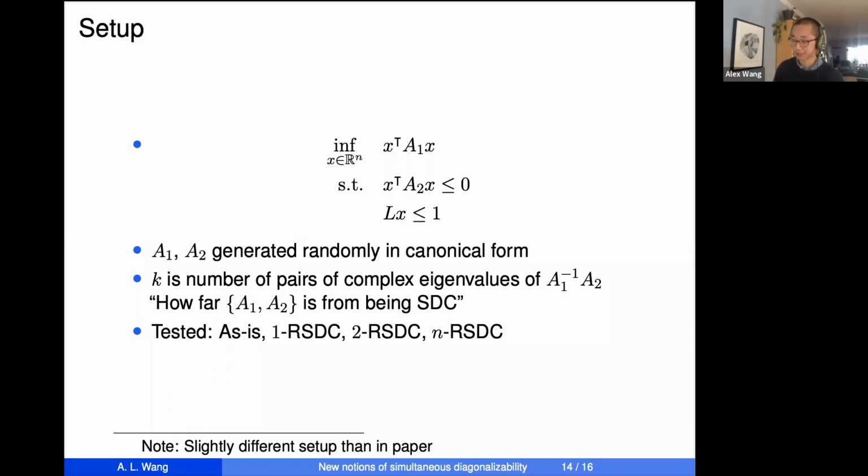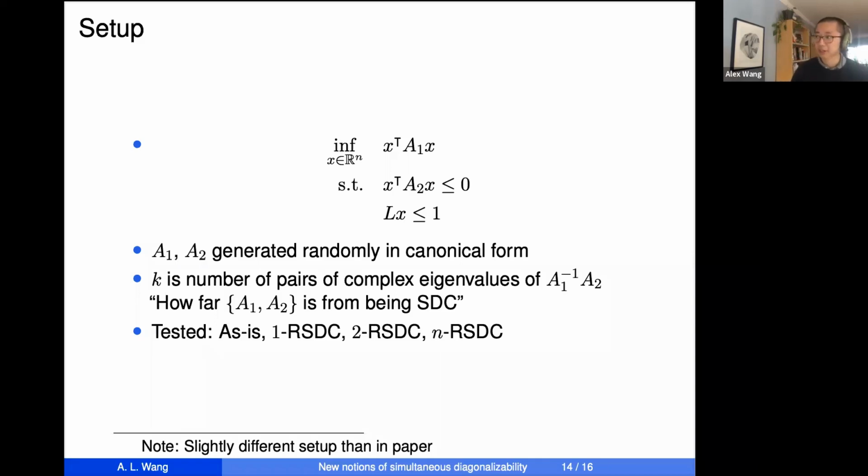And finally, we tested the naive n-RSDC algorithm. This is the algorithm in which we apply the spectral theorem twice, once to A1 and once to A2, and introduce n new variables. Just to make sure we're all on the same page, the as-is algorithm is a QCQP in n variables, and then we have n plus 1 variables, n plus 2 variables, versus 2n variables.